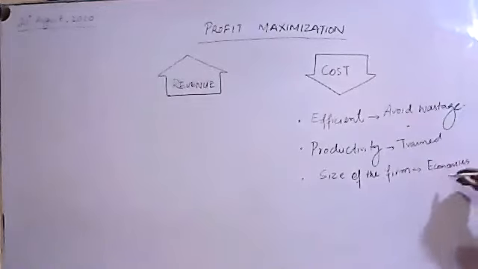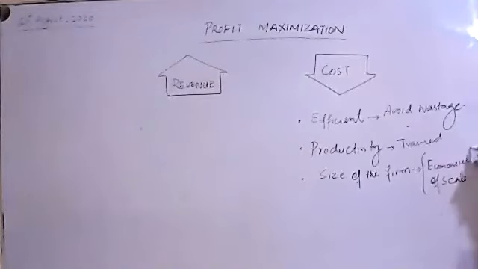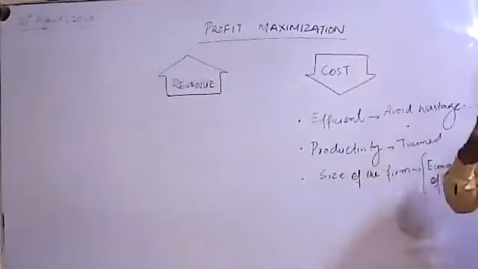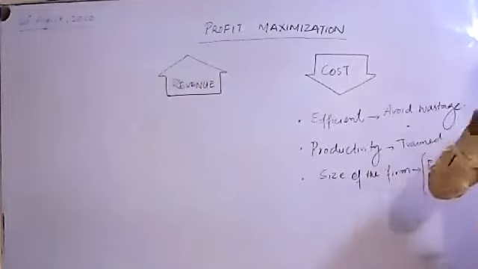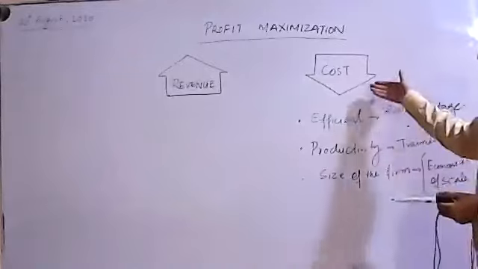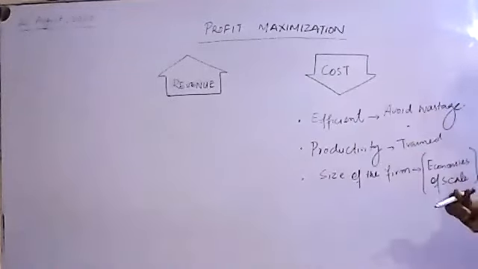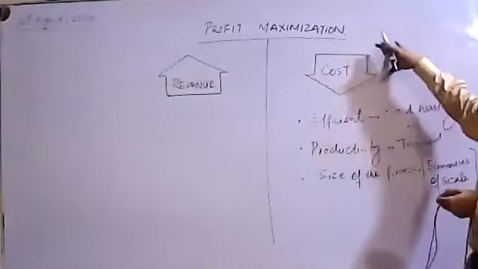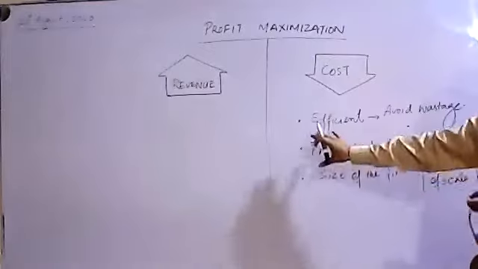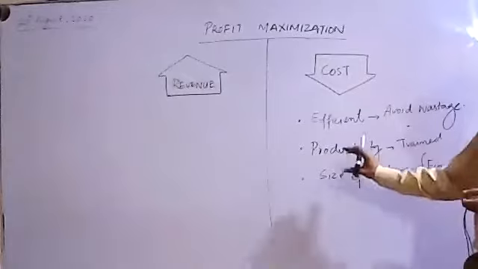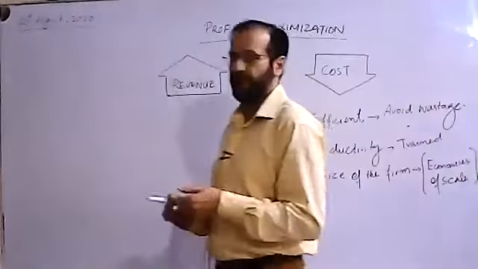You guessed it right. It's economies of scale. We have already learned about this in our previous lesson. Economies of scale are when we are producing more, our per unit cost or our average cost is actually falling. So these are the three reasons which tell us how profit can be maximized by decreasing the cost: efficiency, bringing productivity, making more workers productive, and increasing the size of the firms together.